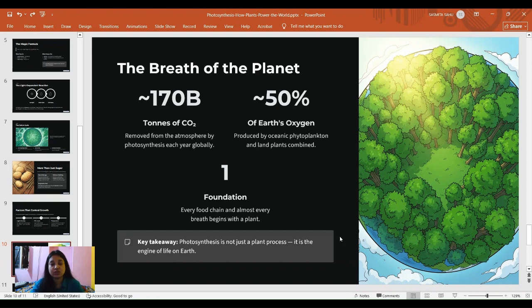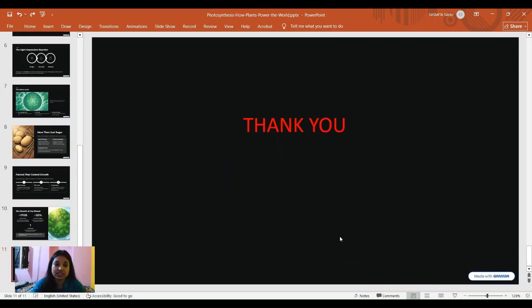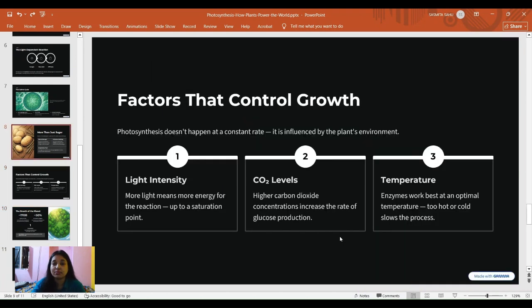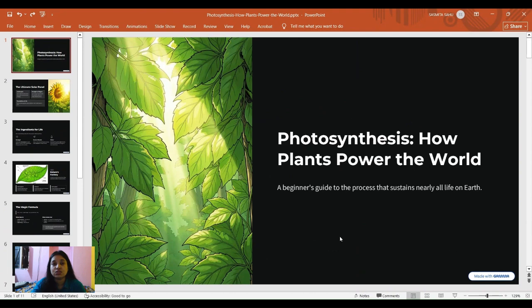So here we know about the process of photosynthesis. If you have any doubt, then you can ask me. So let's revise again. What is photosynthesis? Photosynthesis is a process in which plants make their food through their own process. They are autotrophs. They can make their own food. They are not relying on other organisms.